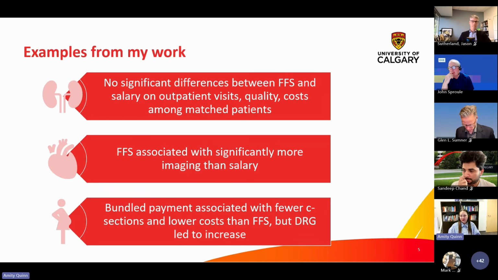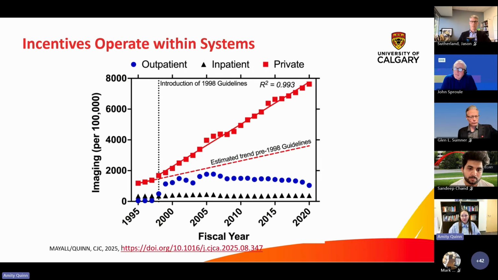That leads me to another interesting example where we looked at how payment incentives interacted with the way services are organized. This figure looks at growth in cardiac diagnostic testing over time in Alberta from 1995 to 2020. What's striking is the substantial increase in testing that occurred following the expansion of private testing outside the hospital in the late 90s. This growth did not occur by chance, and it also wasn't accompanied by a corresponding increase in treatment.